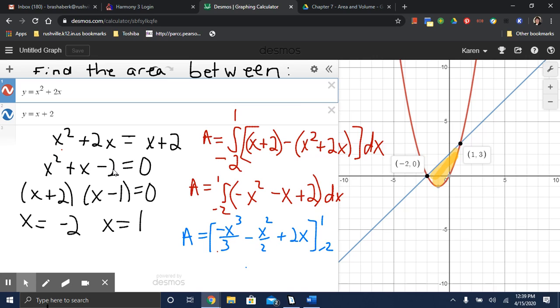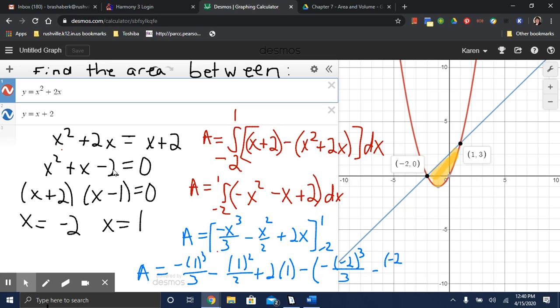And now you'll need to plug in your values. So remember, we do the top one first. So we'll have -1 to the third over 3 minus 1 squared over 2 plus 2 times 1 minus, and then we'll be substituting in the -2. So it's the negative of -2 to the third over 3 minus -2 squared over 2 and plus 2 times -2.